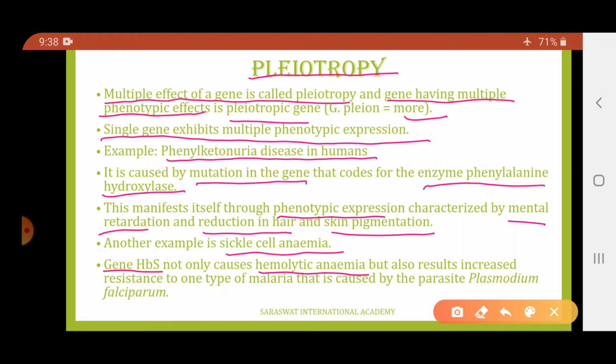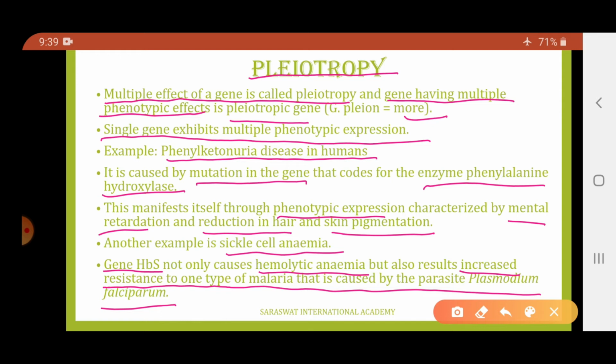What is the effect of this gene? Hemolytic anemia, right? But what is its other effect? It also results in the increased resistance to one type of the malaria caused by the Plasmodium falciparum. So, what are the effects produced by the gene HBS? First effect is hemolytic anemia, right? And what is the second effect? It provides the resistance to the malaria which is caused by Plasmodium falciparum. Malaria disease is caused by Plasmodium, and there are different types of the Plasmodium.